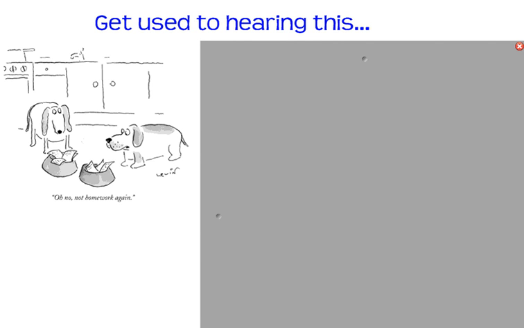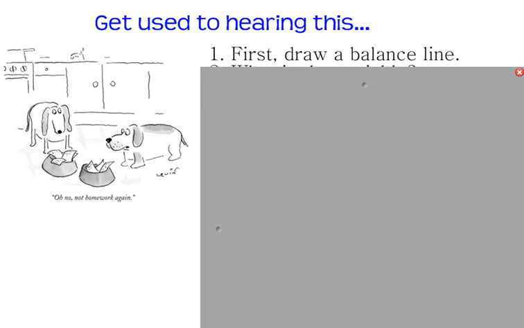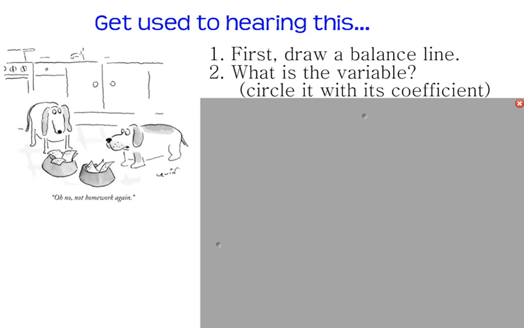And here's something you'll need to get used to hearing, because you'll hear this for the rest of the year when we're solving equations. I'll first say that you need to draw a balance line. And then I'll ask you, what is the variable? And then I'll ask you to circle the variable with its coefficient. So we have to remember the word coefficient. We remember the prefix co means with. So it's the number with the variable.